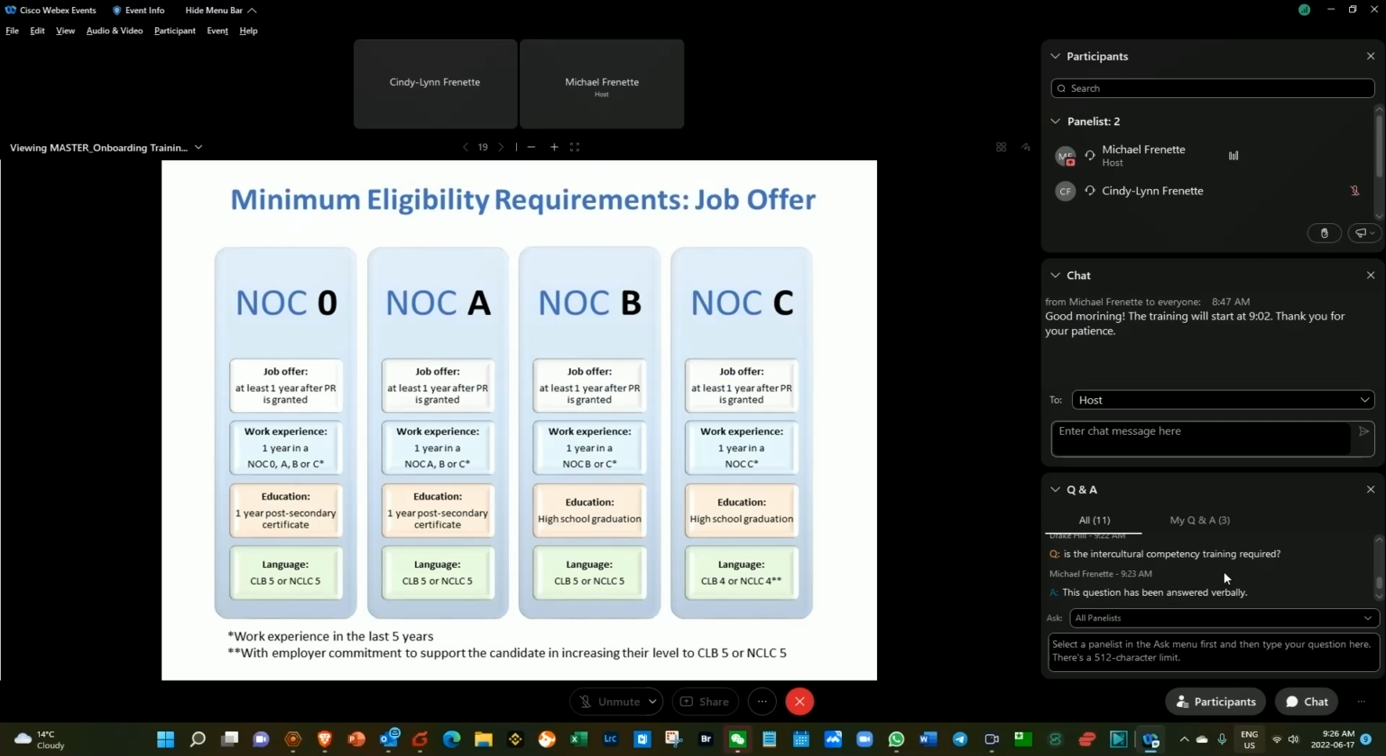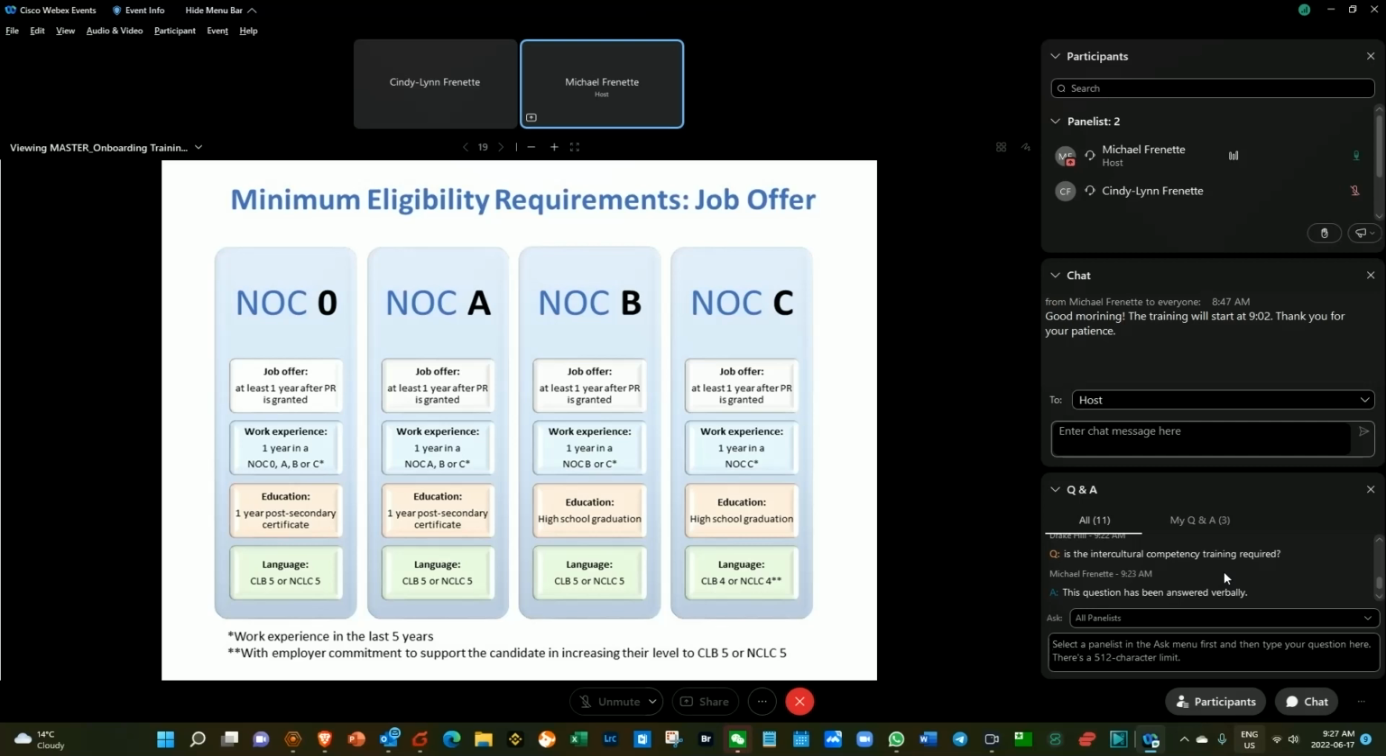Now, it is important to ensure that your candidate meets the requirements of the program. You will see that the requirements cover the skilled worker job offer, work experience, education, and ability to communicate in English or in French. The minimum requirement will differ slightly based on the NOC category that applies to the job offer. So if you can see here, if you have a job offer in a NOC 0, the job offer will need to be at least 1 year after PR is granted. The work experience is 1 year in a NOC 0, A, B, or C. Education is 1 year of post-secondary education, and the language is a 5, either in English or in French.